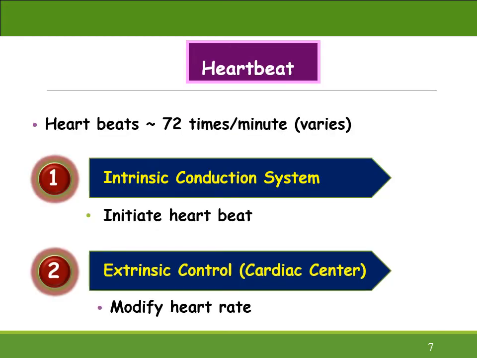One of the unique characteristics of the heart is its ability to contract and relax alternately in a non-stop rhythmic pattern. Each cycle of contraction and relaxation of the heart is called one beat of the heart. Under normal condition, the rate of heartbeat in humans is about 72 times per minute. Heartbeat is controlled by intrinsic conduction system that initiate the heartbeat and by the extrinsic control to modify the heart rate.